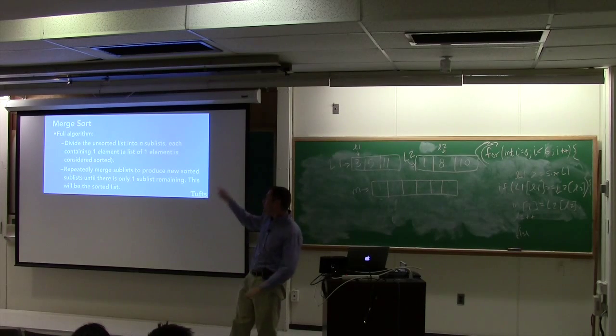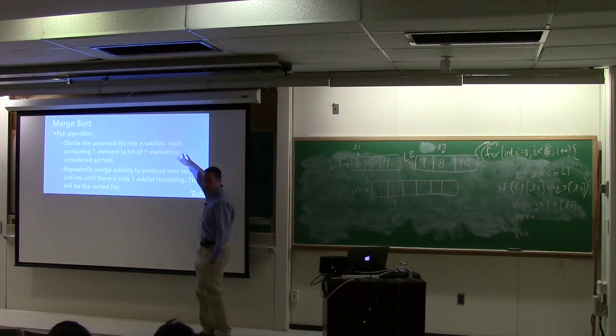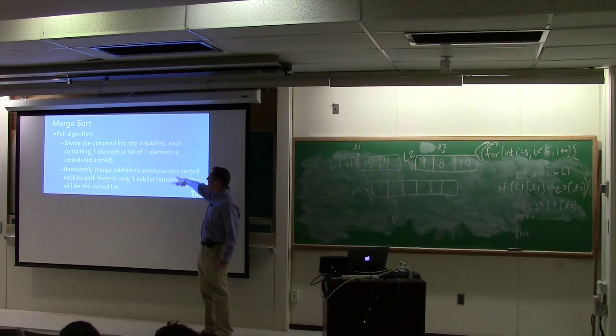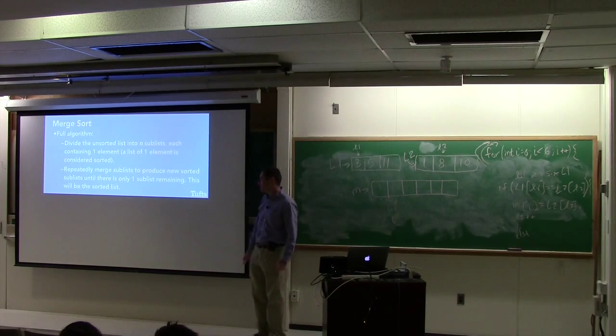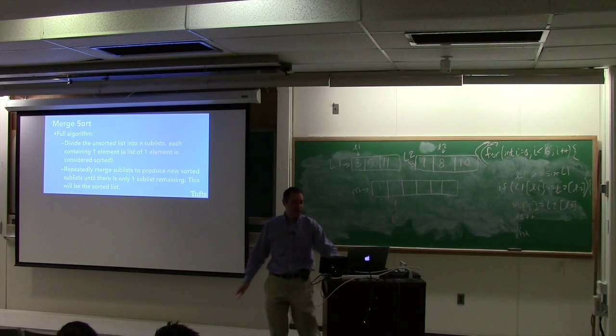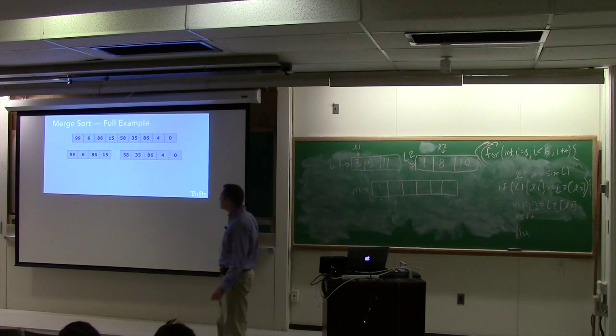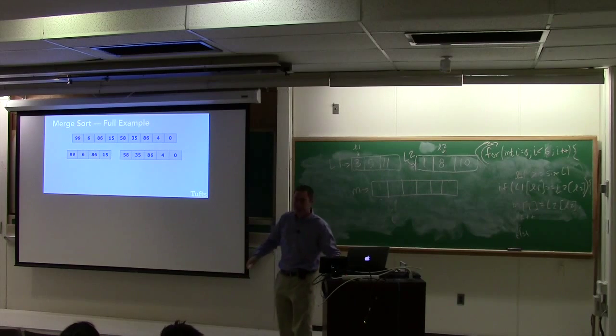OK? The algorithm itself is: divide the unsorted list into n sublists, each containing one element, exactly as Amanda said. And then you repeatedly merge the sublists to produce new sorted sublists until there's only one sublist remaining. And that's now going to be a sorted list. So you recursively do that. Now here's how it actually works. Here's our example. We start out with the numbers on the top, and we break them in half. Now it's not exactly half in this case, because this was an odd number of items. But that won't actually matter in the big picture.